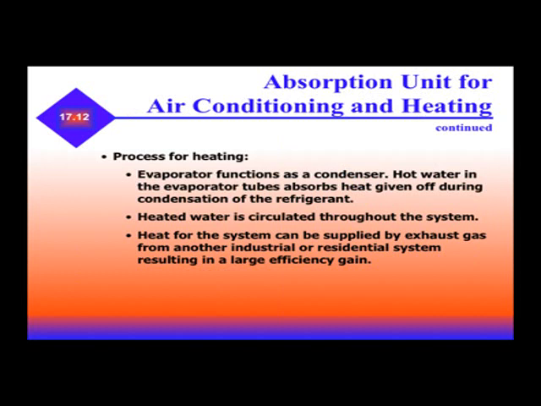For heating, the evaporator functions as the condenser. Hot water in the evaporator tubes absorbs heat given off during condensation of the refrigerant. Heated water is circulated throughout the system. Heat for the system can be supplied using exhaust gas from another industrial or residential system, resulting in a large efficiency gain.